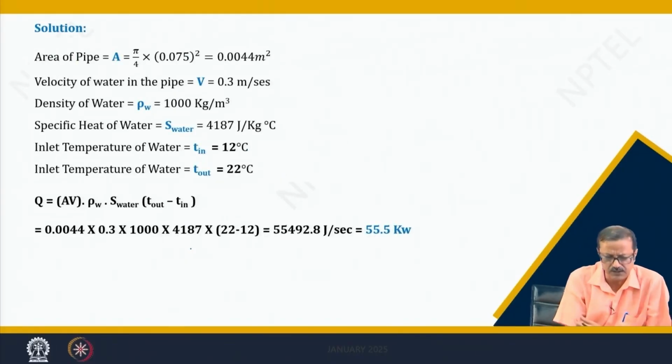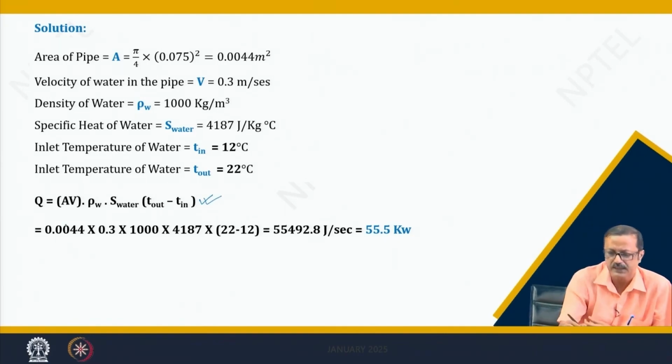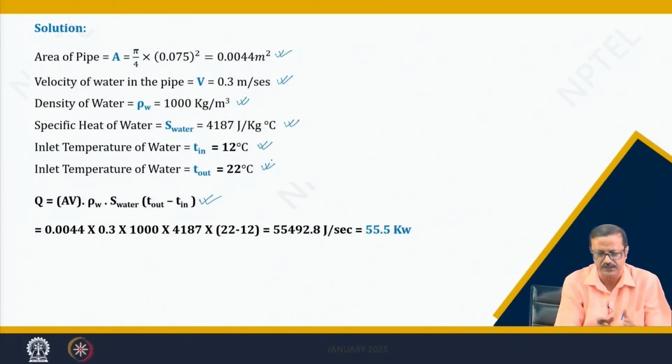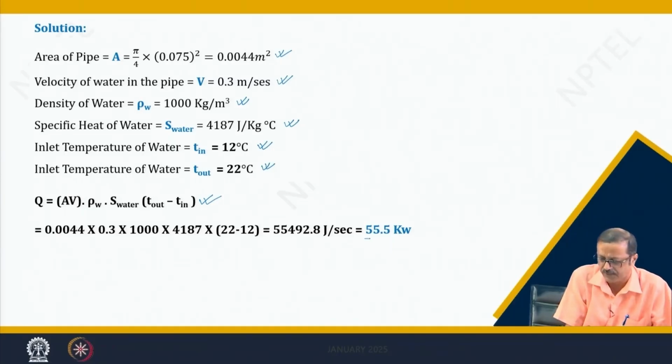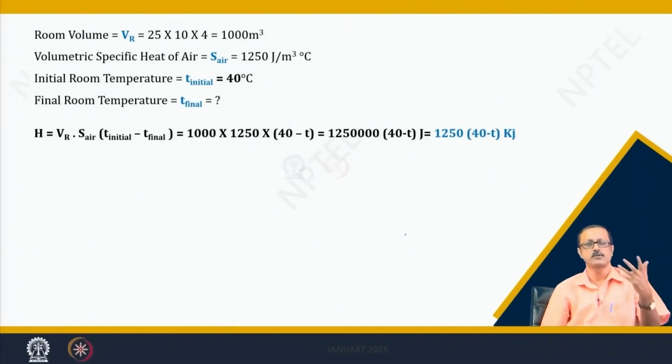So, I have found out this particular Q by virtue of that equation that we have discussed. This is my area, V is already given, rho and S I know, the density and specific heat of water, inlet temperature and outlet temperature. If I put everything over here, I got 55.5 kilojoule per second as the total Q, or the heat flow that will be taken away from the room to the pipe's water.